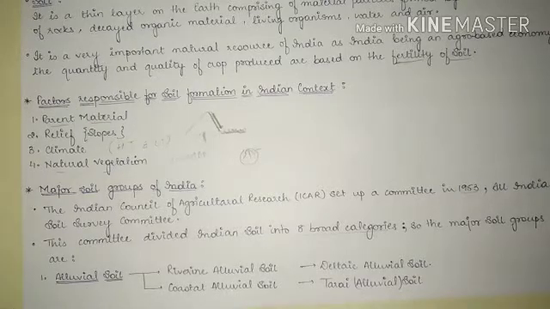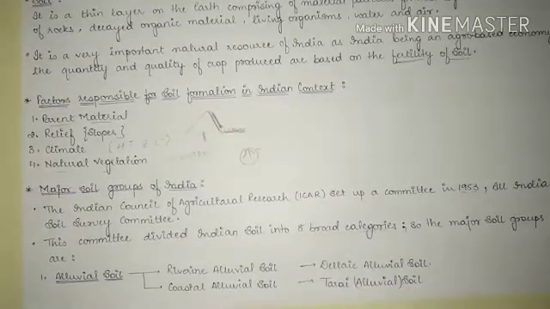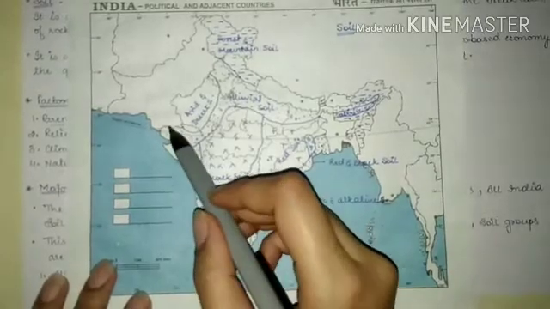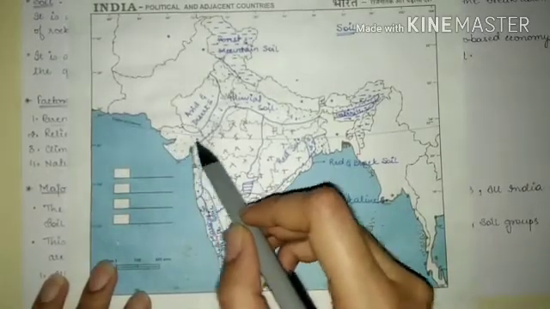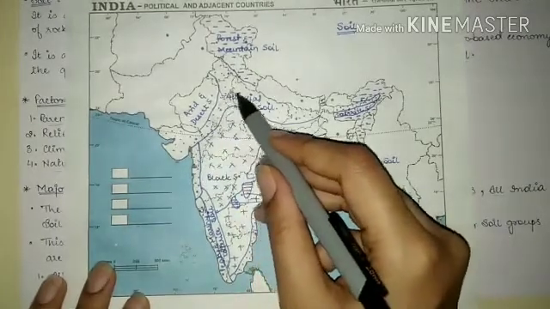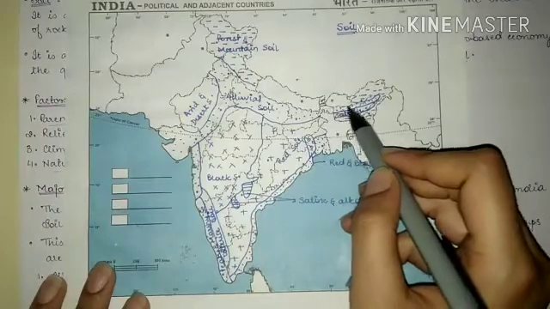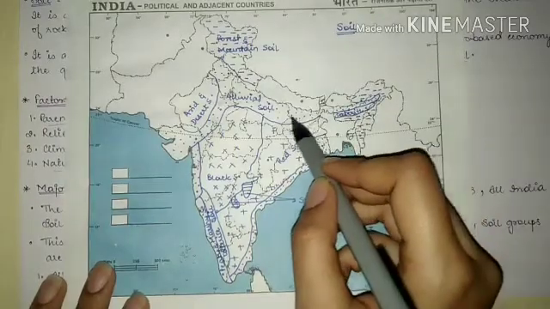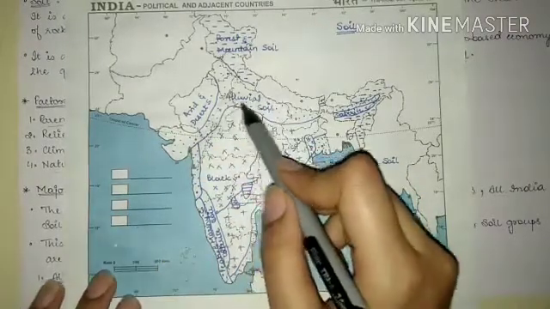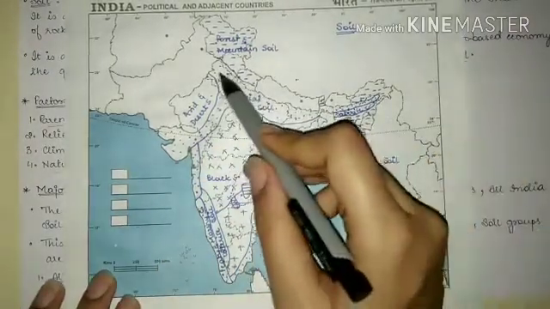Okay, so these are the 8 wide groups. Now the alluvial soil has a large stretch in the Indian context. As we can see, this whole area starting from Gujarat and Maharashtra, this whole stretch is the Indo-Gangetic Plain. Okay, and this is formed by alluvial soil.